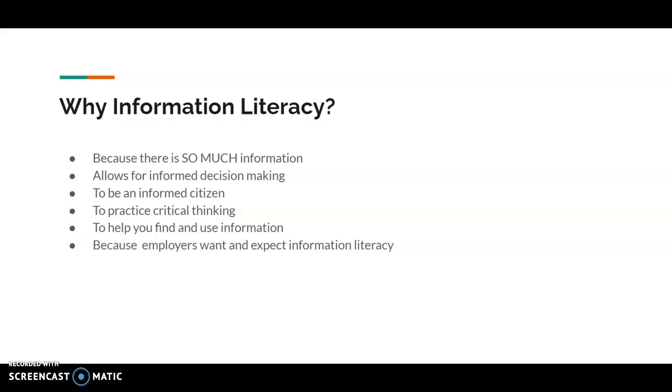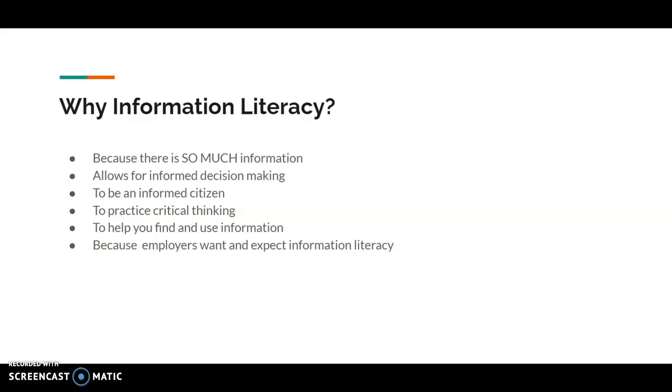Being an information literate person means that you'll be able to make informed decisions, right? You'll be able to do the research you need, and that will make you an informed citizen. So if we think about the citizens of our country, we want people voting who understand what the issues are, who have done a little research, who know what the candidates are and what they stand for. And so knowing information literacy will make you an informed citizen.